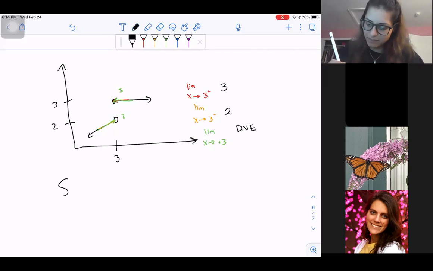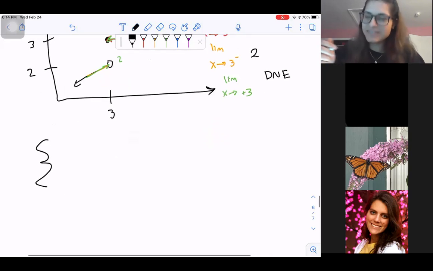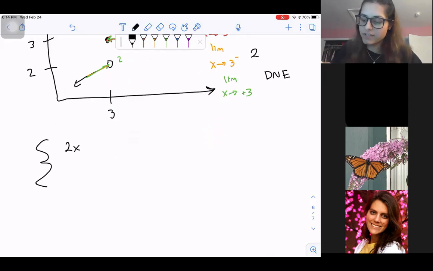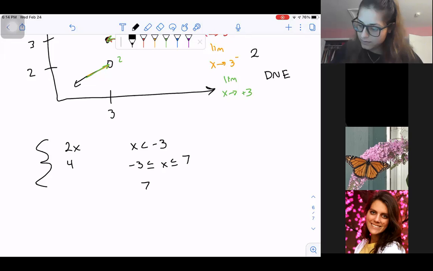Well, it's a lot of pressure. I'll just make one up. So let's do a 3 system thing. We can have 2x as the function when x is less than -3. 4 is the function when x is between -3 and 7. And when x is greater than 7, we'll have x squared.